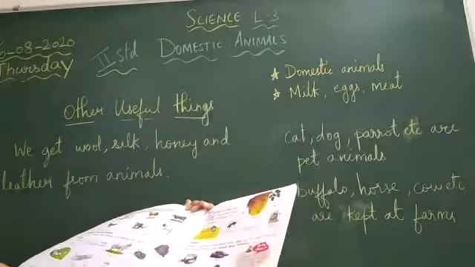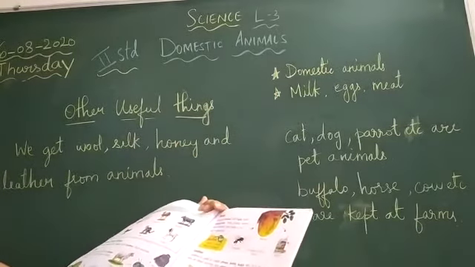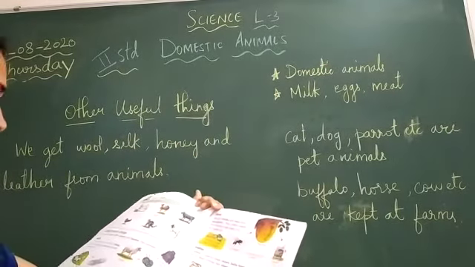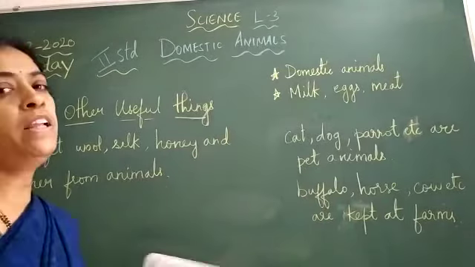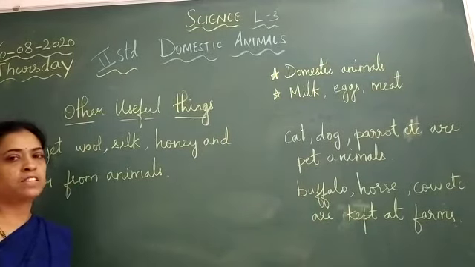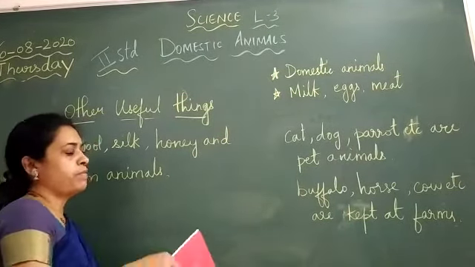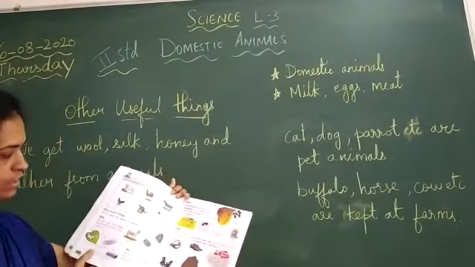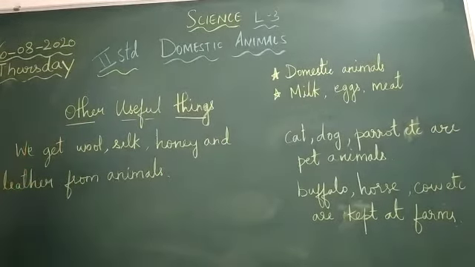Silk is used to make clothes like saris, shirts, and even many other things are made out from the silk. It is very expensive. Like silk saris your mother will be having at home. So it is made out from the silkworm only. Understood? And then next one is honey.